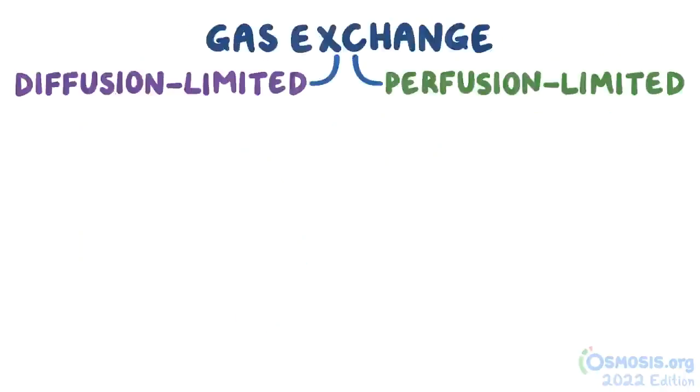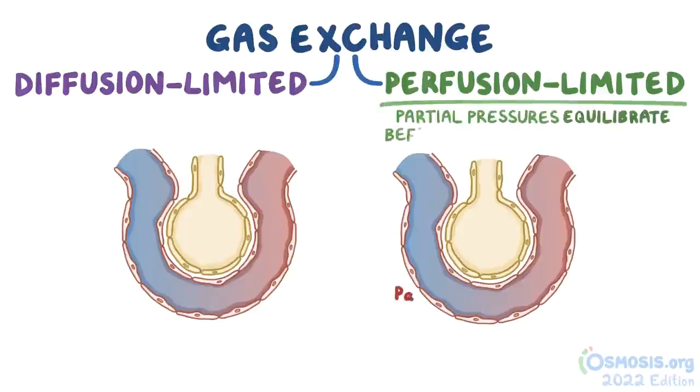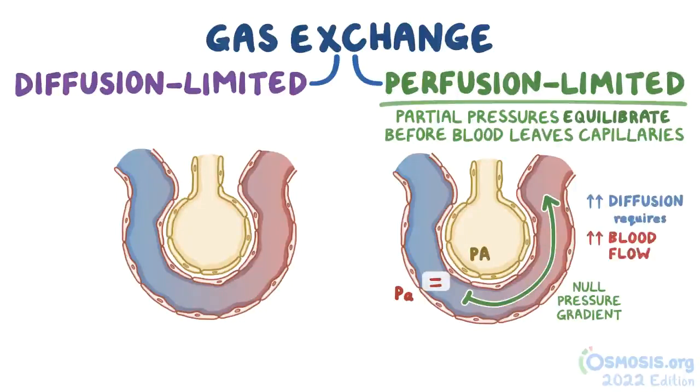Alright, as a quick recap, diffusion-limited and perfusion-limited gas exchange are two instances that alter gas exchange across the alveolo-capillary membrane. With perfusion-limited gas exchange, the partial pressures across the alveolar capillary wall equilibrate before blood leaves the pulmonary capillaries, which results in a null pressure gradient. Increasing diffusion in this case requires increasing the rate of blood flow in pulmonary capillaries.